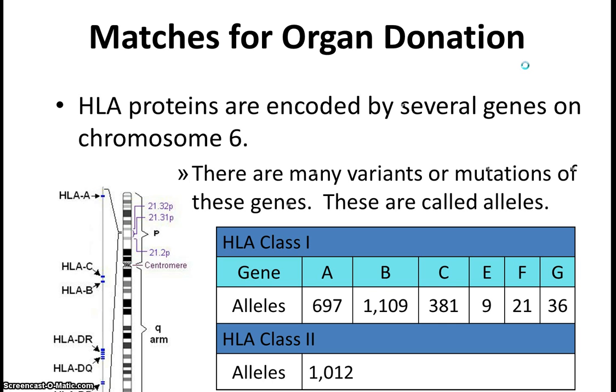HLA proteins are encoded by several genes on chromosome 6. There are many variants or mutations of these genes, and these are called alleles, which you already know. So you can see in the picture we've got HLA A, B, C, DR, DQ. We've got quite a group here. There are lots of different variations of this. Look, for A, there's 697. B has even more. E only has 9.